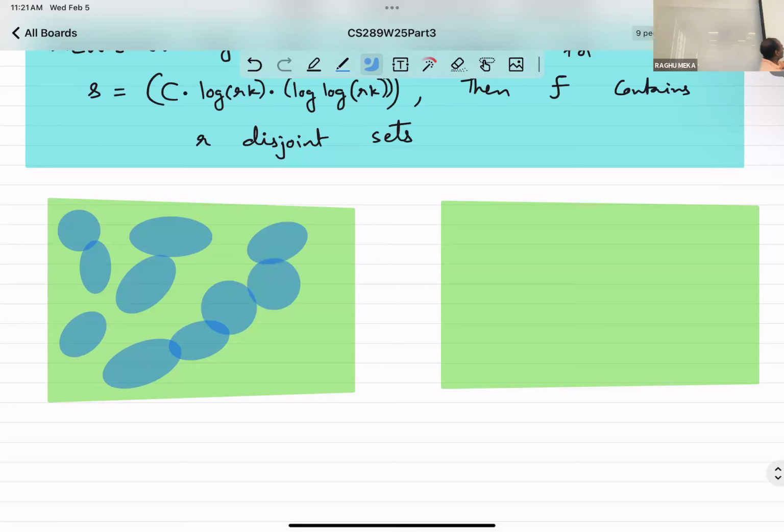This is a spread family because, let's say I consider this element and look at all sets which contain this element, there are not that many of them. No single element is present in a large fraction of the sets. No pair of elements are present in a large fraction of sets and so on. Whereas something like this would not be spread.